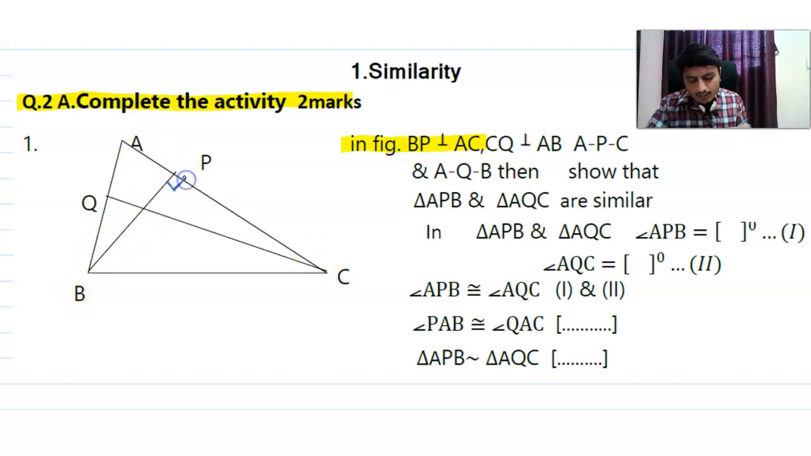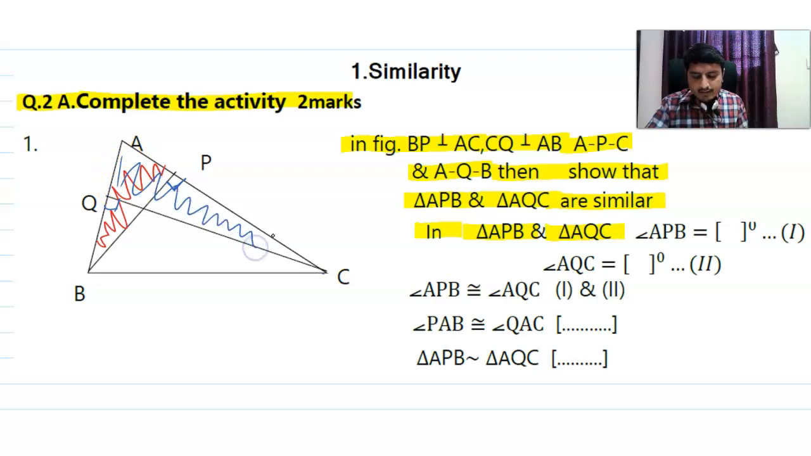So we are putting the perpendicularity symbol. Next, CQ is perpendicular to AB. Look at CQ, which is perpendicular on AB. Now we have the points A, P and C collinear, and A, Q, B collinear. Then show that triangle APB and triangle AQC are similar. So look at triangle APB, this one, the red shaded triangle, and triangle AQC, the blue shaded triangle.